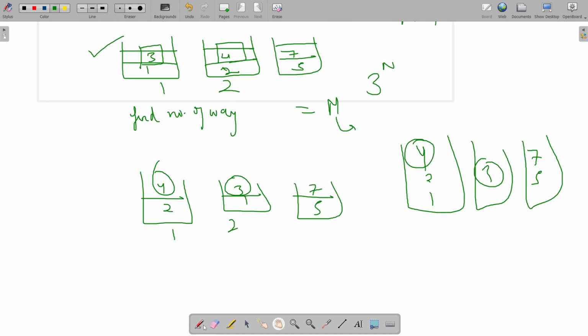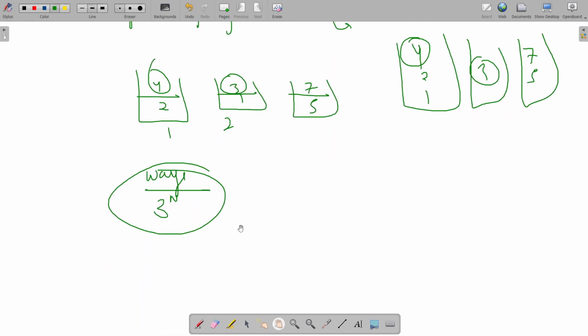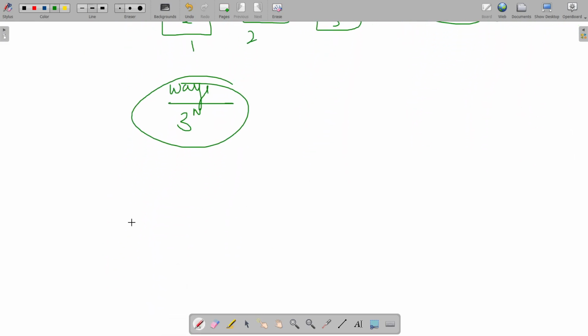Actually, you have to find the probability, but that would simply be the number of ways divided by the total combinations, which is 3 to the power n. So finding the ways is enough here. So how do we approach the problem? Well, it's very simple.